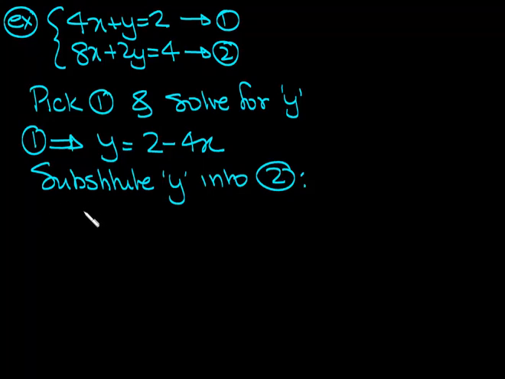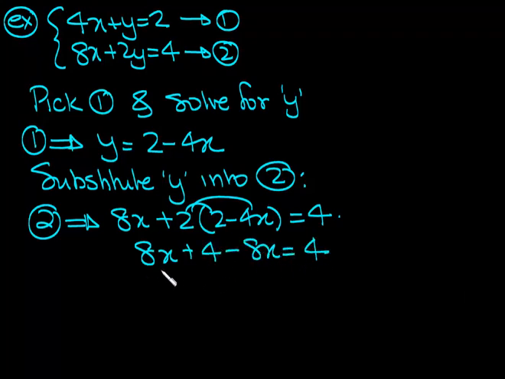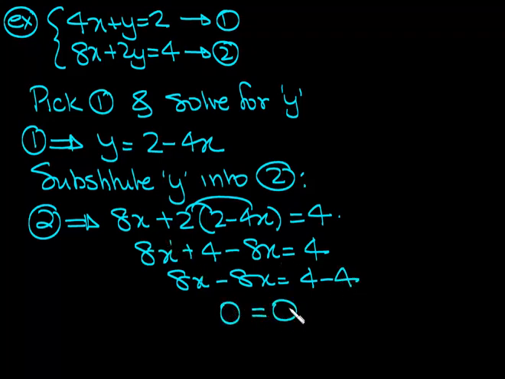So the second equation becomes this. I have 8x plus 2y, but what is y? 2 minus 4x is equal to 4. So now we distribute and solve. So we get 8x plus 4 minus 8x is equal to 4. So we get 8x minus 8x is equal to 4 minus 4. We're just solving a linear equation. On the left I have 0, on the right I have 0.